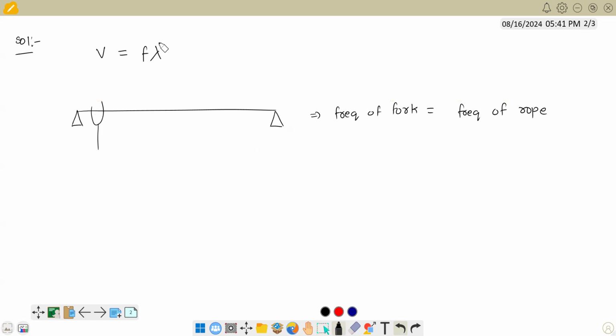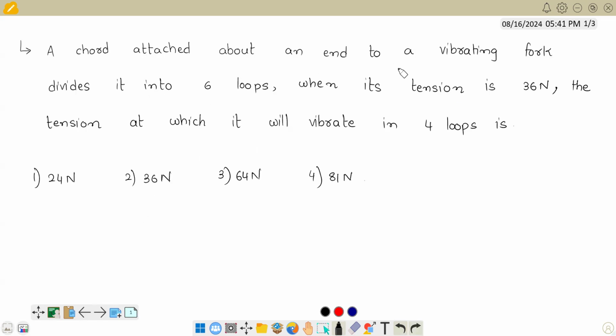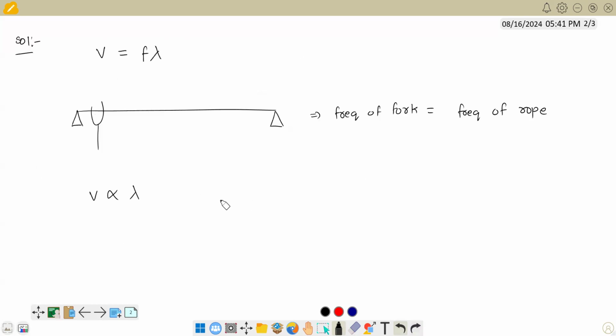That means in this given problem, frequency is constant. So if frequency is constant, we can say V is proportional to lambda. That is, V is proportional to wavelength of the body. Now, how do we find this wavelength? He has given, once you start it vibrating, it is dividing it into six loops. Six loops means this is basically the string. When it is vibrating, it is becoming into six parts in this way.